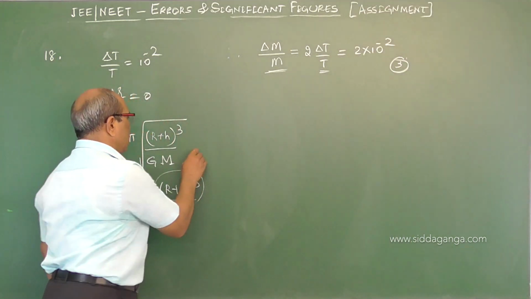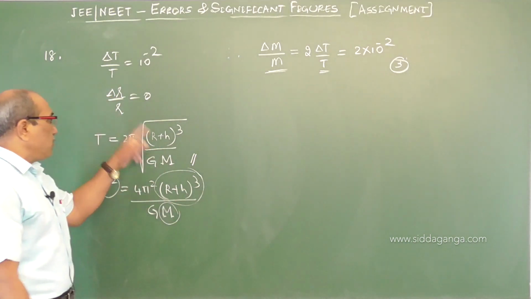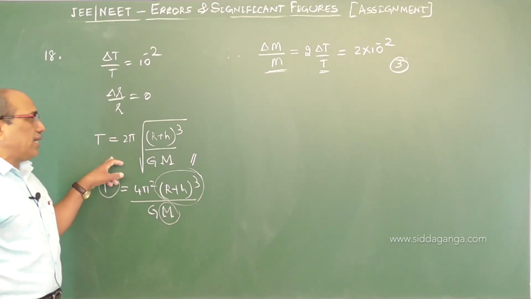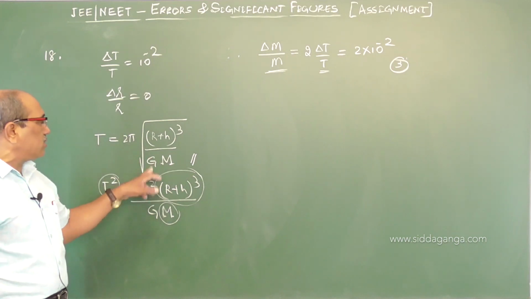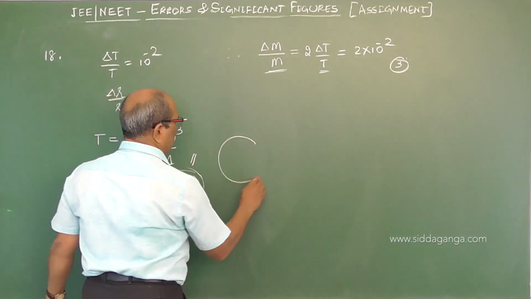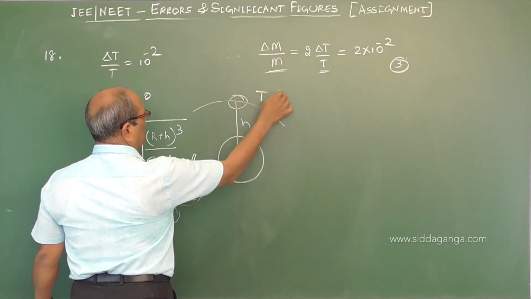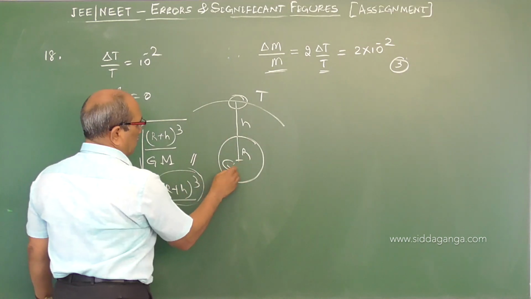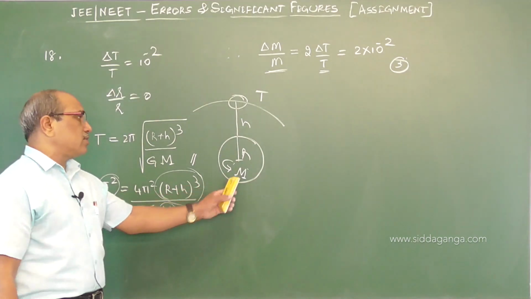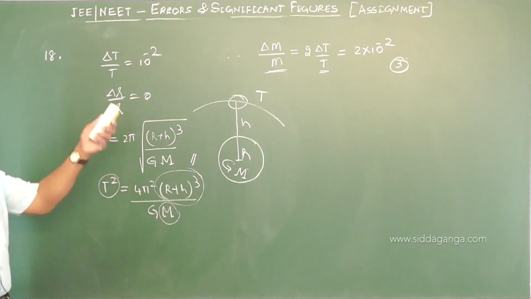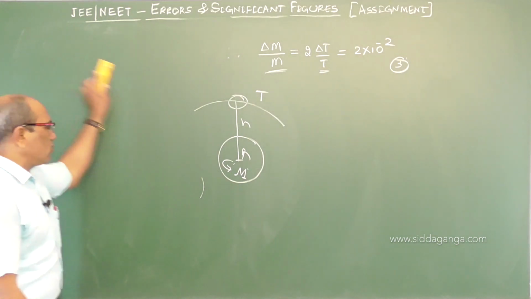Don't worry about this formula at this stage. You will learn it in the first PUC itself: the period of revolution of a satellite round the planet is given by this, where R is the radius of the earth and H is the height of the satellite. The period is given by this in terms of G, the mass and the radius of the earth. They are asking about that relation. You got about 2 into 10 power minus 2, option number 3. Come to the next one.